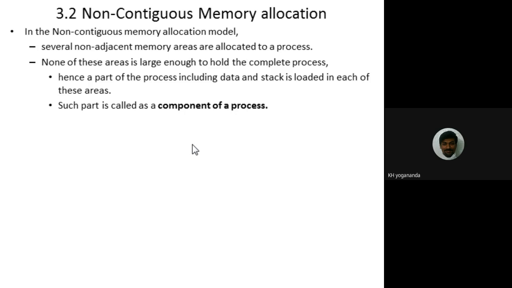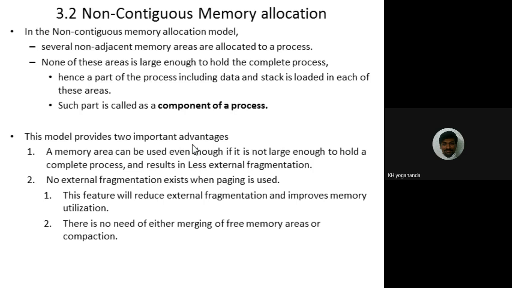Hence, a part of the process, including the data memory as well as the stack memory, is loaded in each of these areas. Such a part is called a component of a process. This non-contiguous memory allocation model has two advantages. One, there will be less external fragmentation. Also, there can be no external fragmentation. What is meant by less external fragmentation and no external fragmentation? Let's understand this in brief.